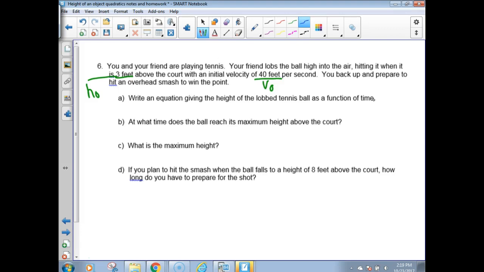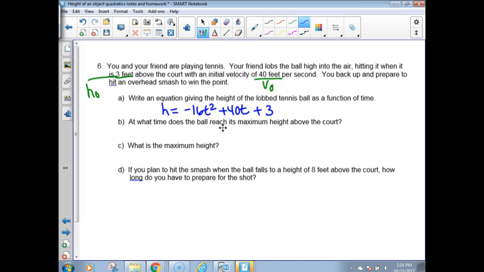Write an equation giving you the height of the lob tennis ball. The height of the lob tennis ball over time is going to be negative 16t squared plus 40t, initial velocity, plus 3 feet, the initial height.